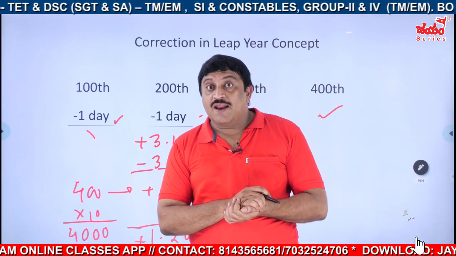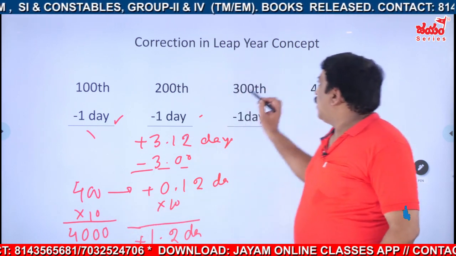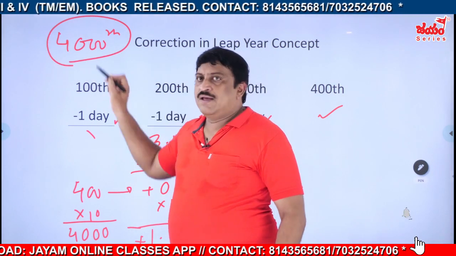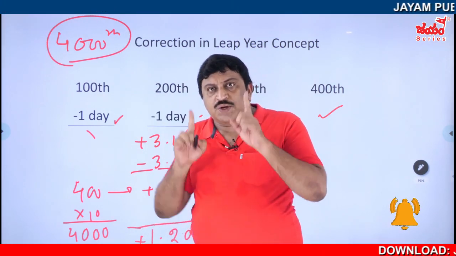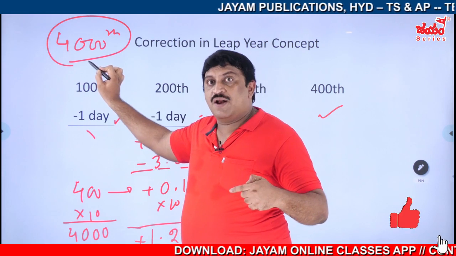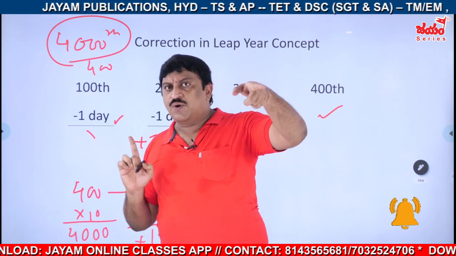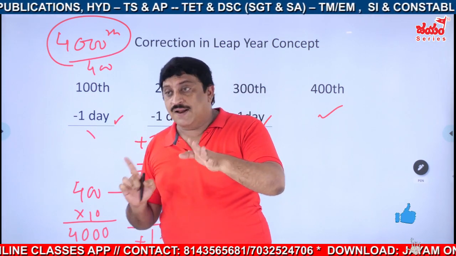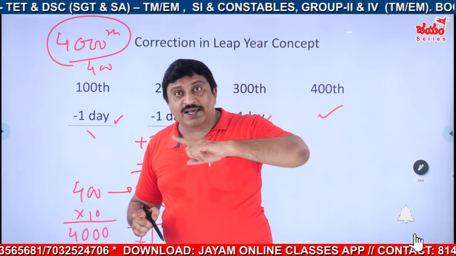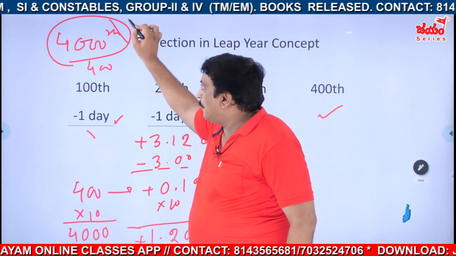When? After 4,000 years. That means the 4,000th year, they have to remove 1 day again. Actually, what is our condition for century years? Century years, in order to become leap years, must be divisible by 400. That means, is 4,000 a leap year or a normal year? With that condition, 4,000 is definitely a leap year. But they have to remove 1 day extra again. That means the 4,000th year is not a leap year again.